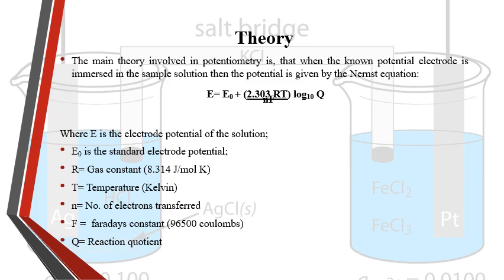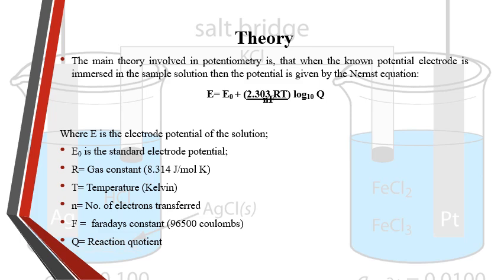Q is the reaction quotient. Q is the ratio of the concentration of the products to the reactants in the electrochemical reaction at a given moment. It indicates the direction in which the reaction is proceeding for a general reaction of the type. Understanding the Nernst equation is key in potentiometry.